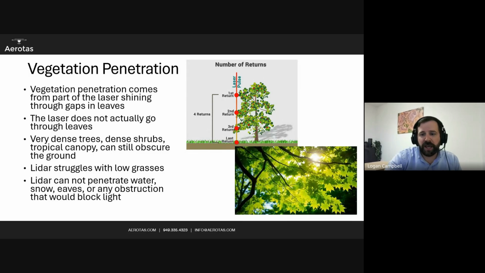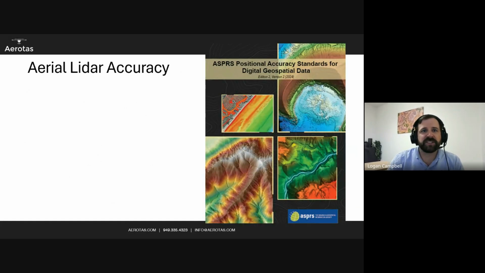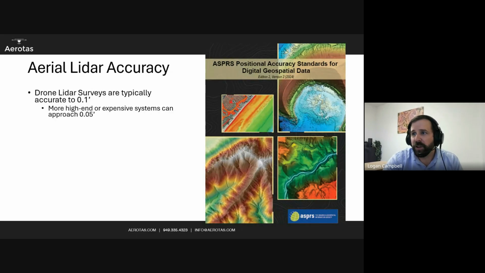The next question that I want to cover in terms of the fundamentals is aerial LiDAR accuracy. How accurate is aerial LiDAR survey? Well, typically they are accurate to around 1/10 of a foot. And very high-end or expensive systems can approach about 5/100ths of a foot, which is really good. I say more high-end just to make sure we're all in the ballpark.